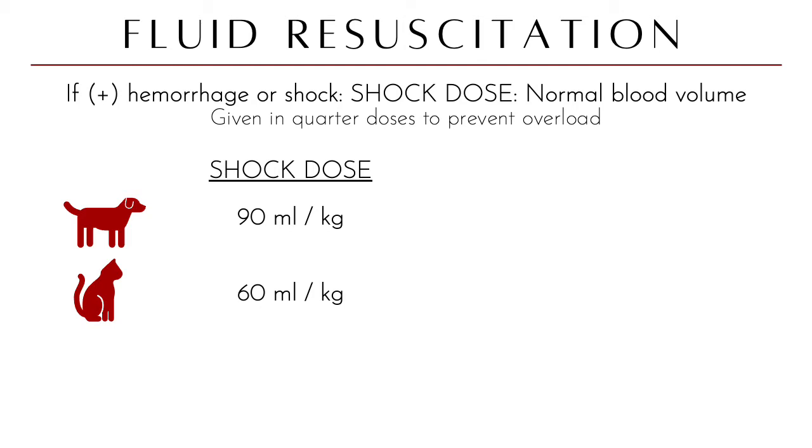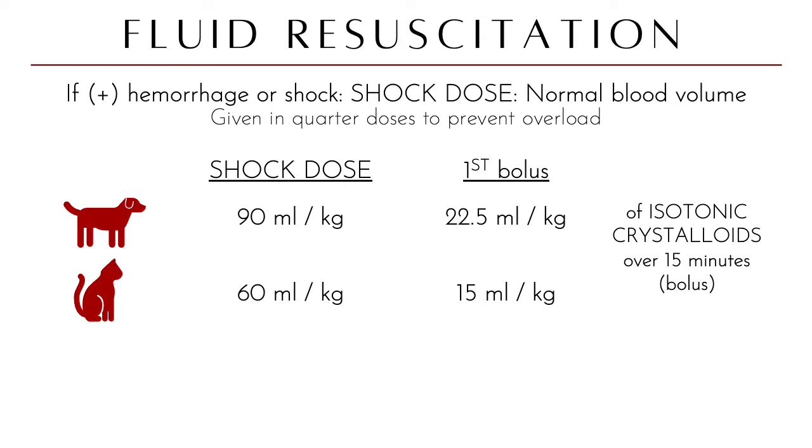Now, when you have a patient who needs resuscitation, right, your first bolus or your first administration of fluids needs to be a quarter of that, meaning times 0.25. Right, so 90 times 0.25 is 22.5 mL per kg. 60 mL times 0.25, again, quarter doses, is 15 mL per kg of isotonic crystalloids. And this is given over 15 minutes as a bolus.